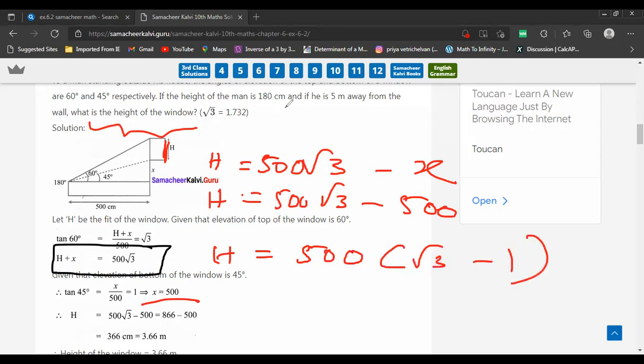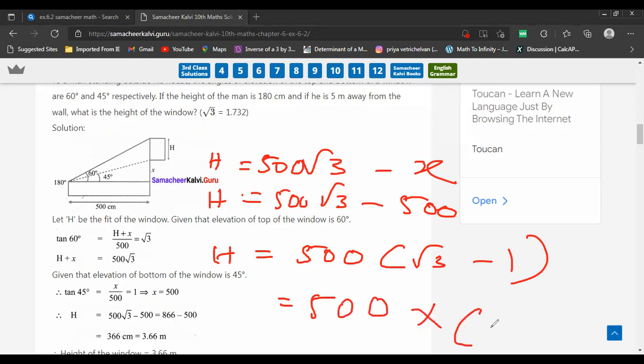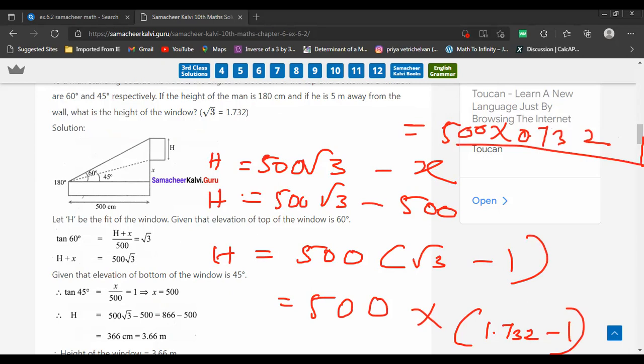And what is the value of root 3? It's 1.732, already given in the question. So it's 500 into 1.732 minus 1. So you just have to multiply 500 and 0.732. Just multiply this and check whether you are getting this answer or not.